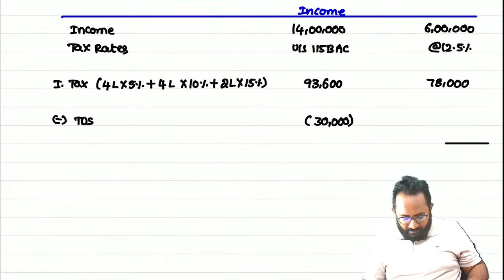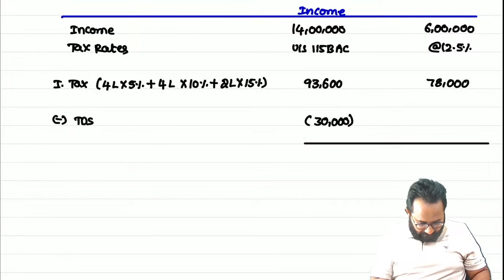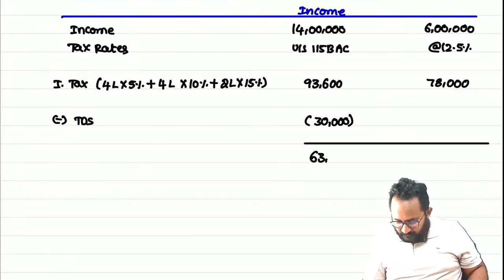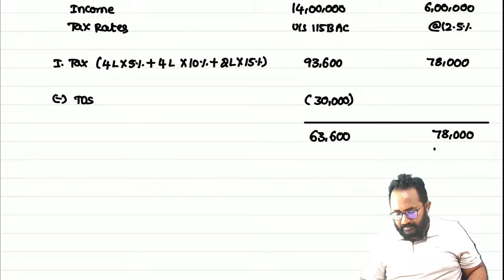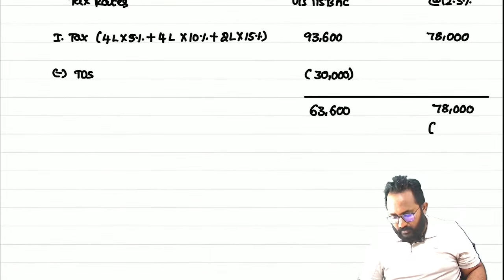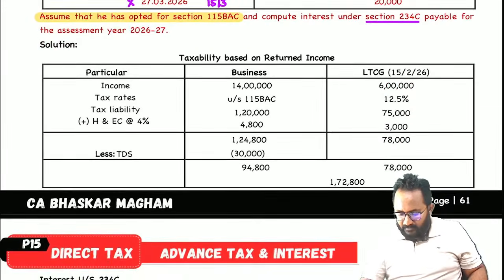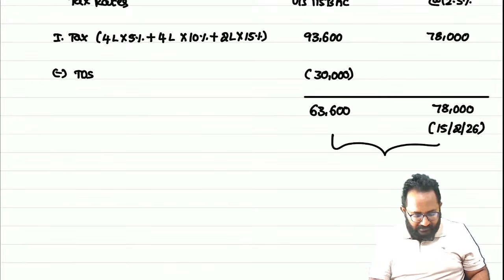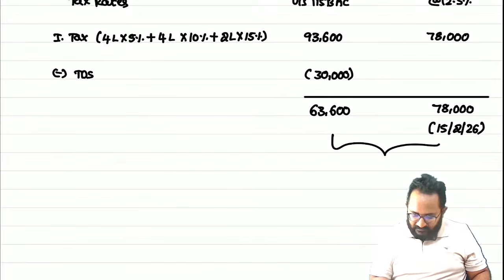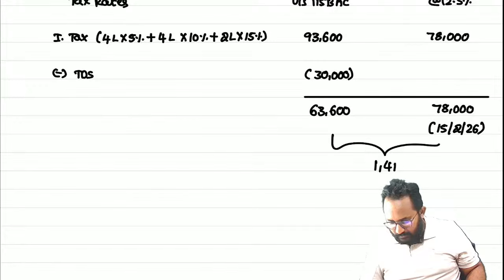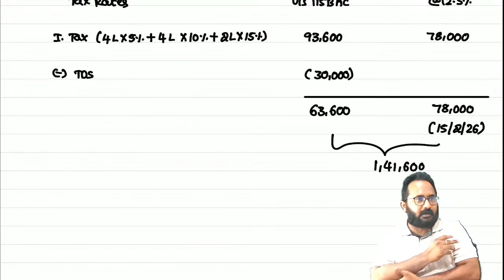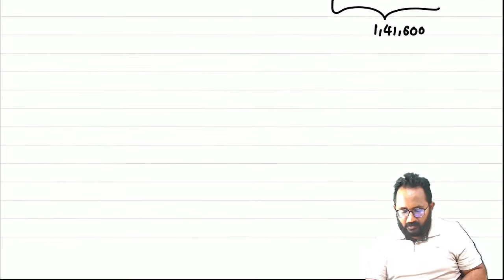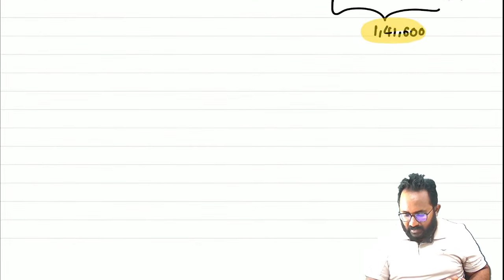Finally, how much? 93,600 minus 30,000 is 63,600. This is how much? 78,000. But that 78,000 tax we have to pay only after this date. Totally, for your understanding, 63,600 plus 78,000, how much? 1,41,600. Understood? This is what the government is expecting as advance tax, right?